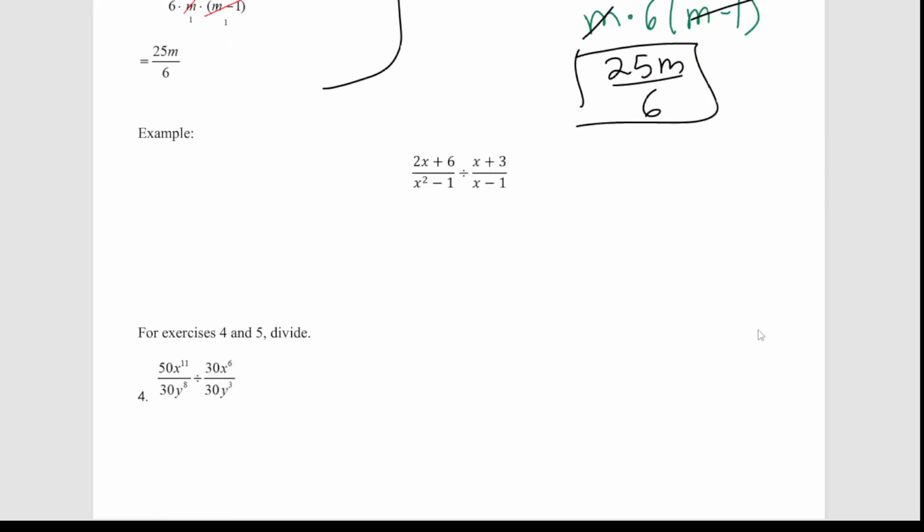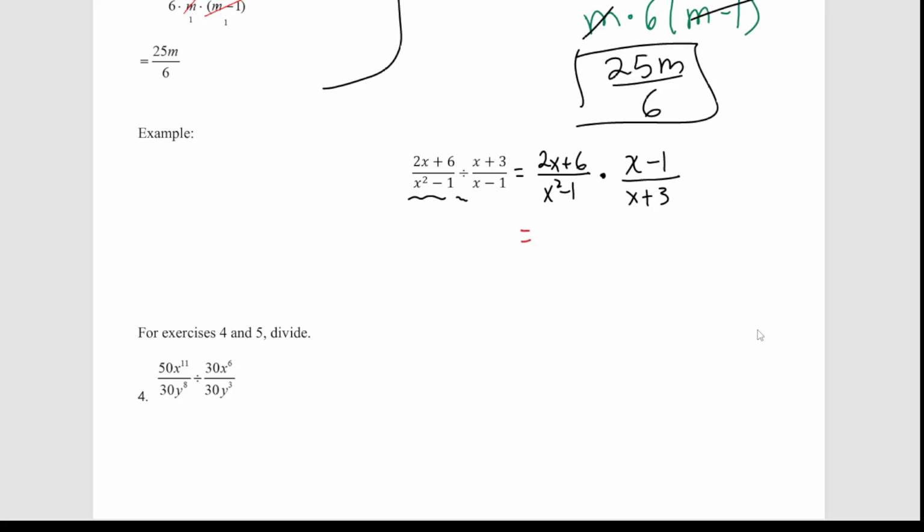So let's go ahead and look at another example of this. So the first thing we want to do is change this to a multiplication problem. So that's 2x plus 6 over x squared minus 1 times, so we're going to keep the first one the same, change to multiplication, and then flip to be its reciprocal, x minus 1 over x plus 3. That's our first step. Then we want to factor as much as we can.